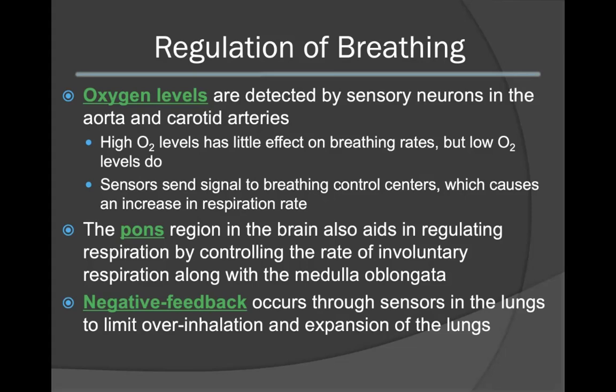In addition, the pons region in the brain also aids in regulating respiration. It does so by controlling the rate of involuntary respiration along with the medulla oblongata. In general, negative feedback will occur through sensors in the lungs to limit the amount of over-inhalation or overexpansion of the lungs. This is to ensure that the lung tissue is preserved and not damaged through the process of breathing.